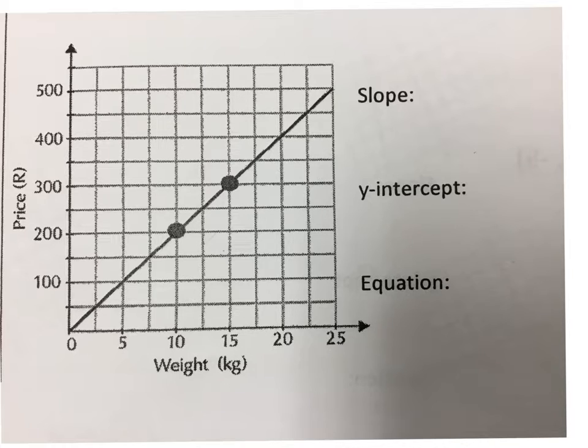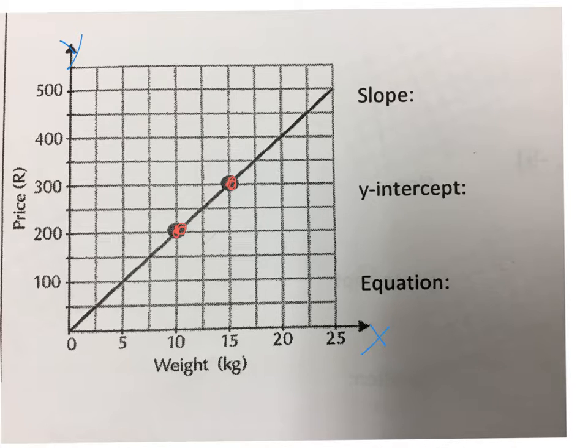The scale for the x-axis goes up by 5, and the scale for the y-axis goes up by 100. This is important to realize when trying to figure out the slope of this line. So once again, you're given two nice points here. It's one here and one here.